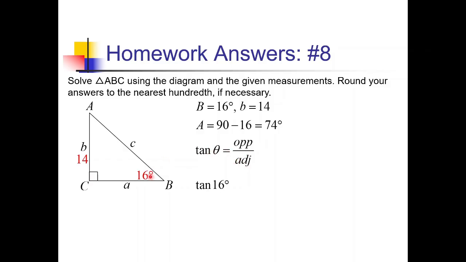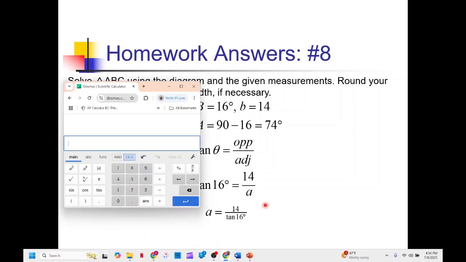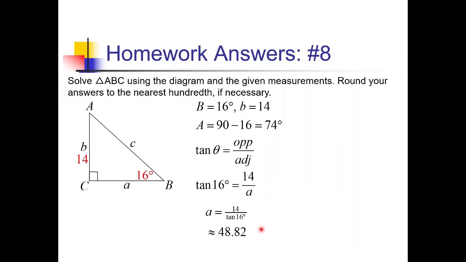So tan of 16 degrees equals opposite side 14 over adjacent side A. And then to get A by itself, I have to basically switch the A and the tan of 16 and run those numbers on the calculator. So I've got 14 divided by tan of 16, and all this is in degrees mode. That comes out to 48.82 if I take it to 2 decimal places.